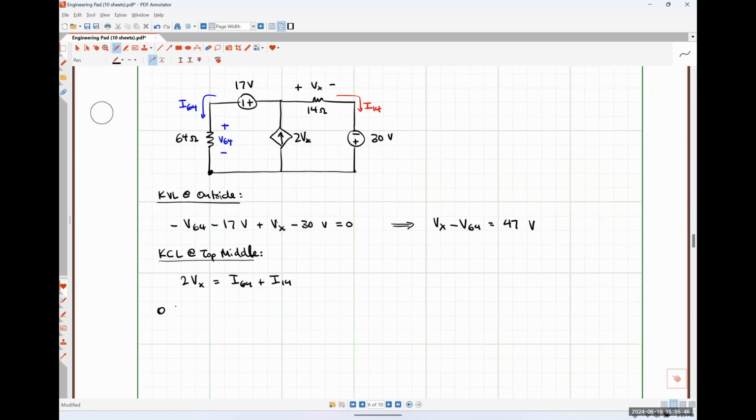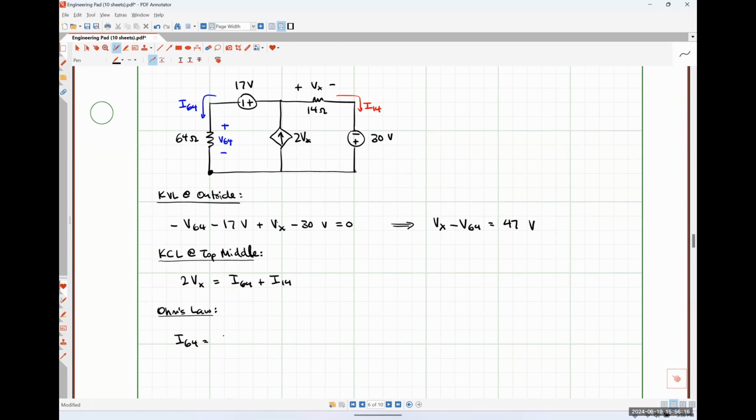And now I'm going to use Ohm's law to express I64 in terms of V64, and I14. So what should I64 be in terms of V64? Shouldn't it just be 17 divided by 64?